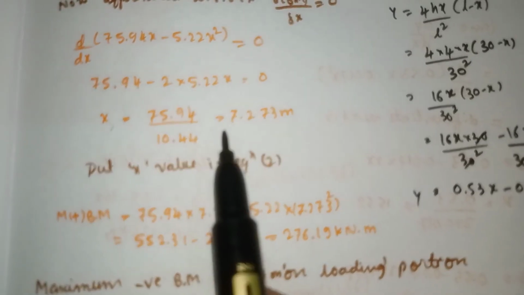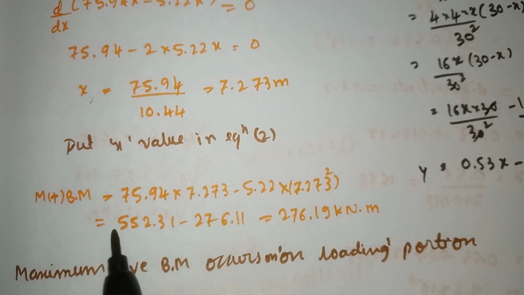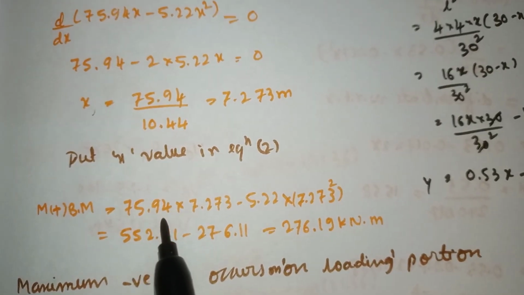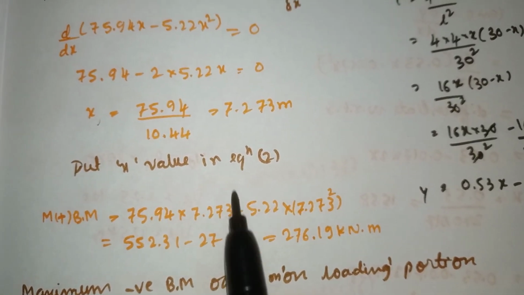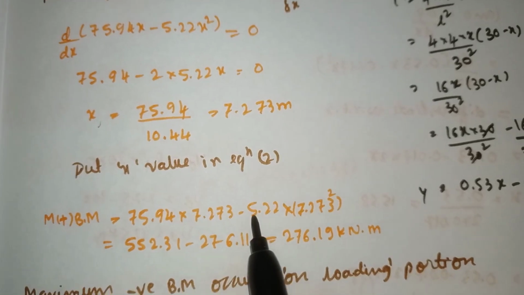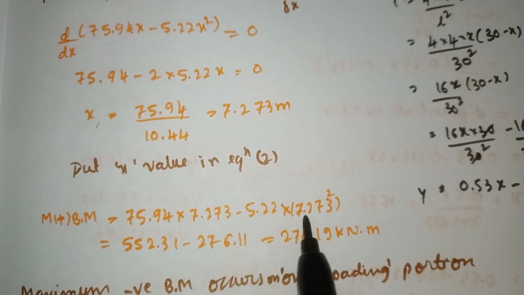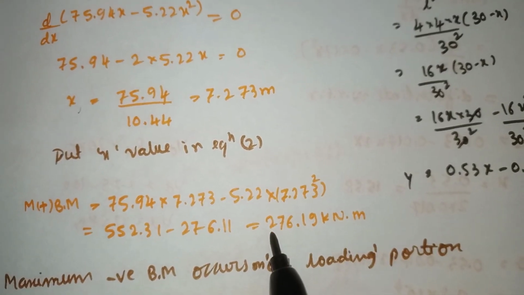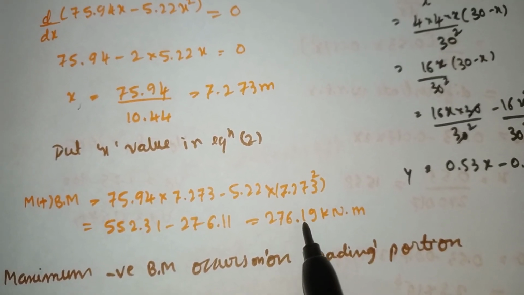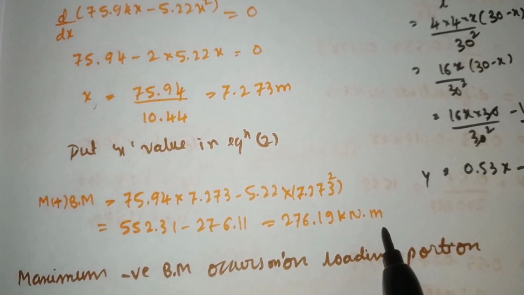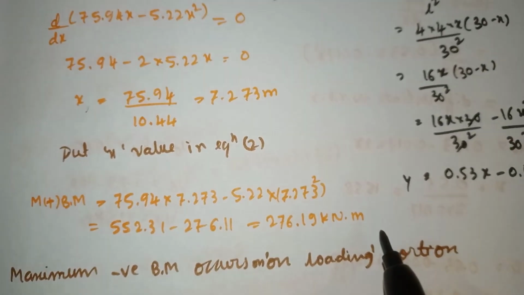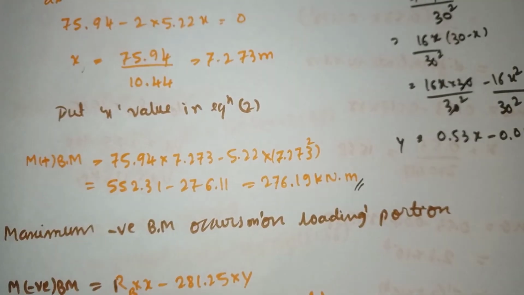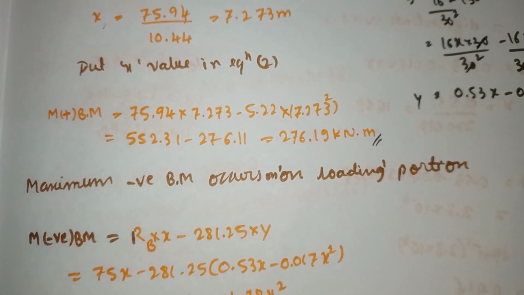So putting this x value in this equation: 75.94 into 7.273, x value I have substituted, minus 5.22 into x value I have substituted here, and by simplifying it will come out as 276.19 kilonewton meter. This is the maximum positive bending moment. Maximum positive bending moment.